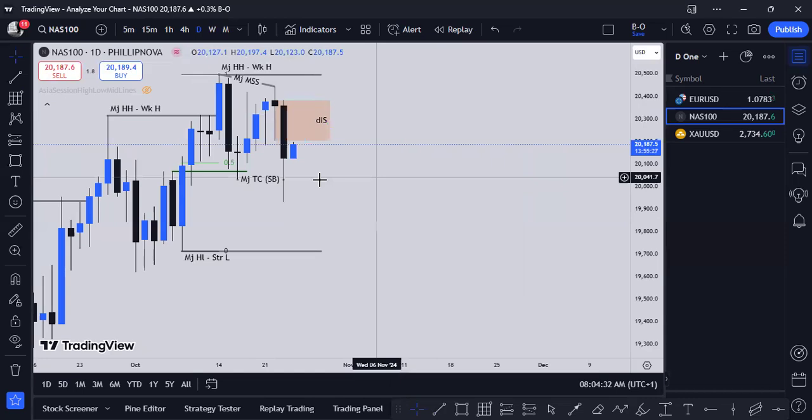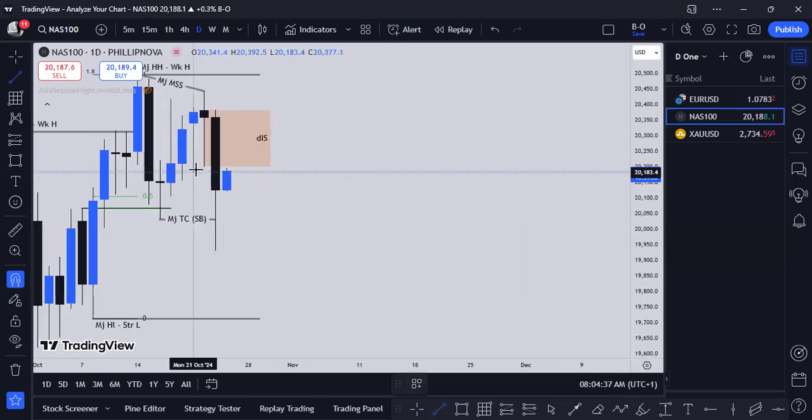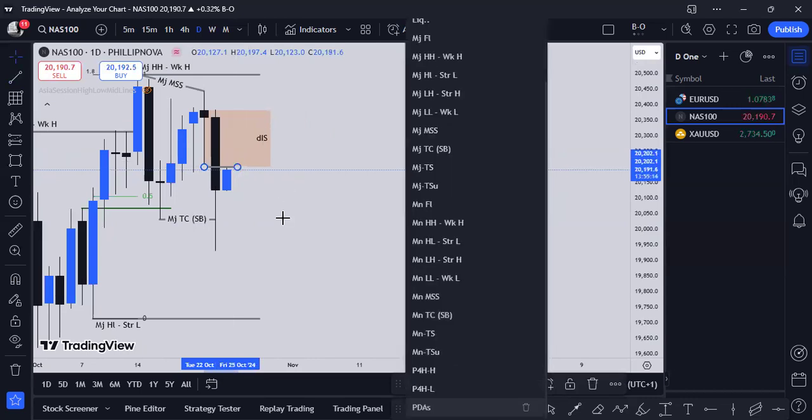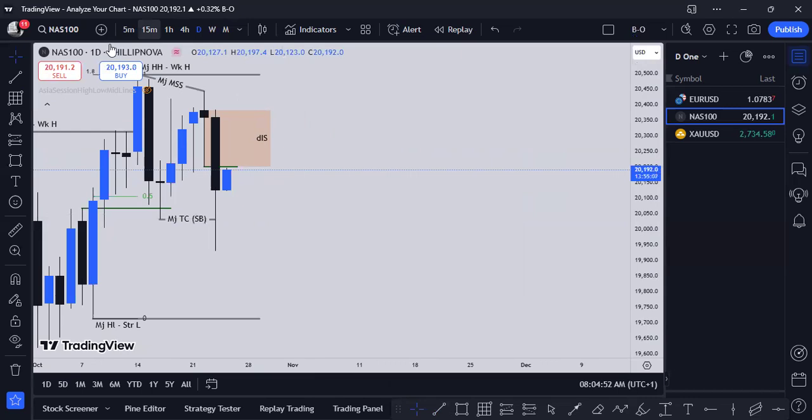So which we are expecting, let's start this one. Let's see. As we can see, it has already been tapped. Okay, it's yet to be tapped. Let's go on lower time frame, 4-hour, to explore further.